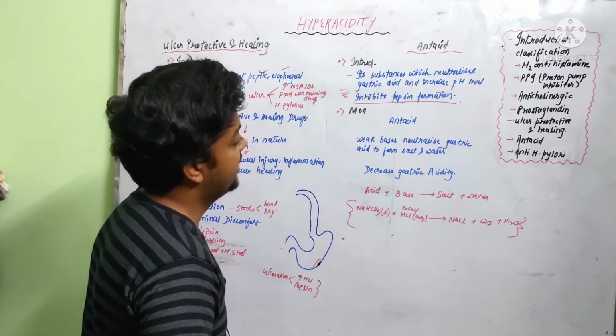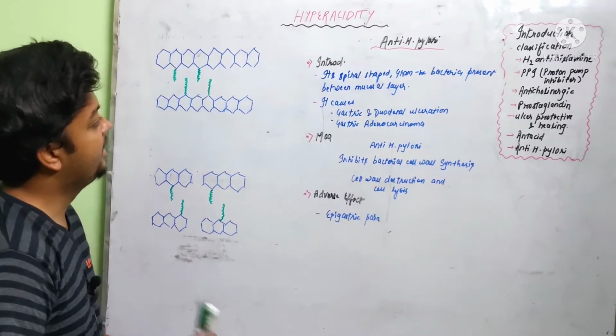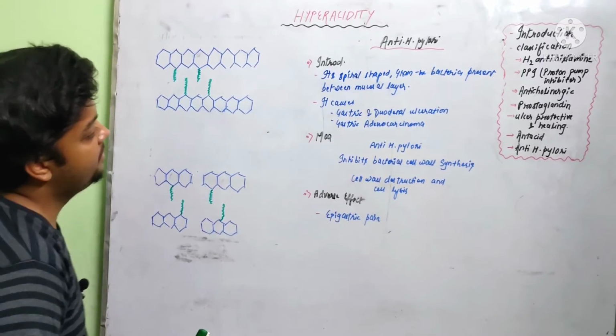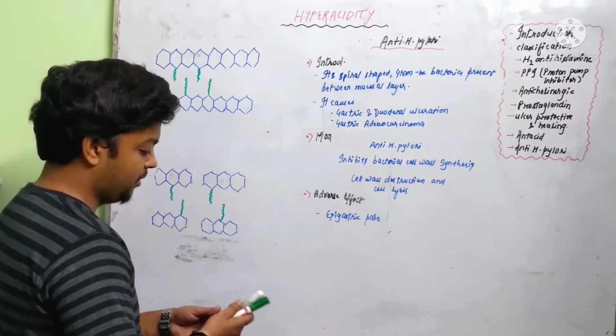So now let's move on to the next, that is the anti-H. pylori. Right guys, so the bacteria is Helicobacter, a spiral shaped gram negative bacteria, right? And they are present between the mucosal layer. So what are the causes that they can do?